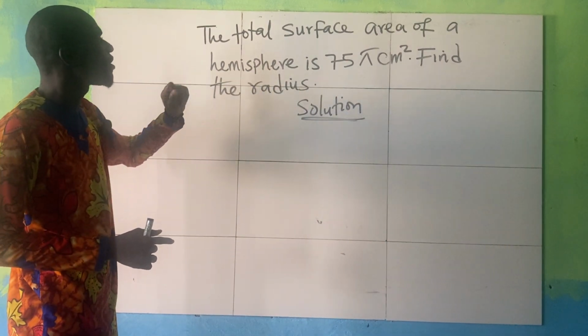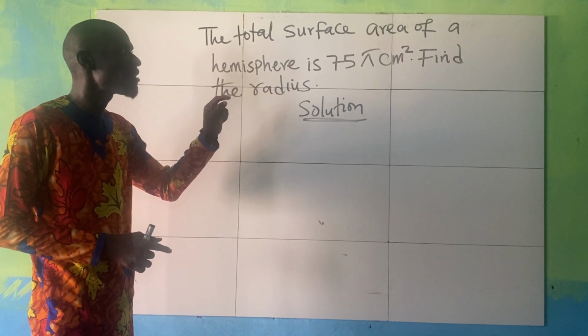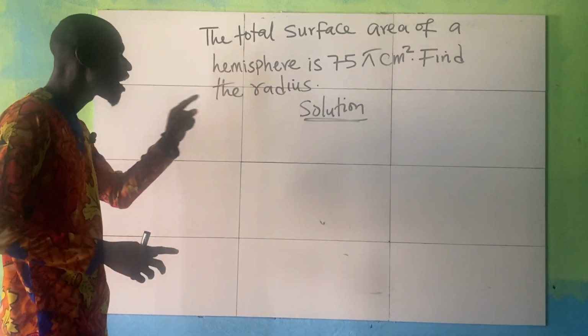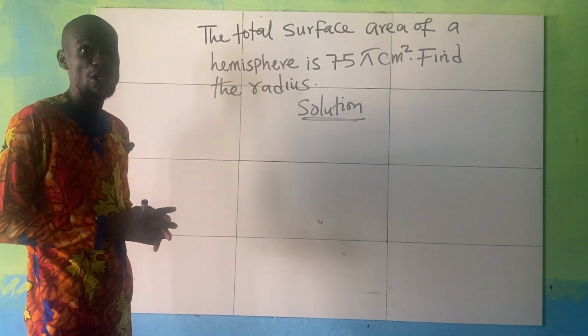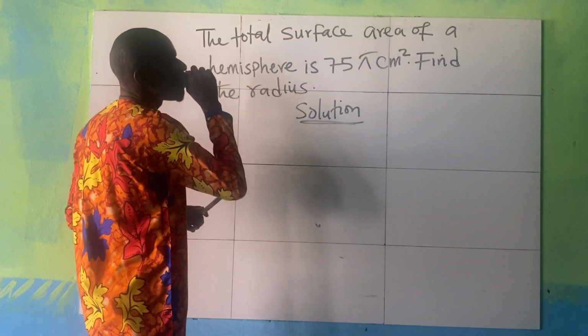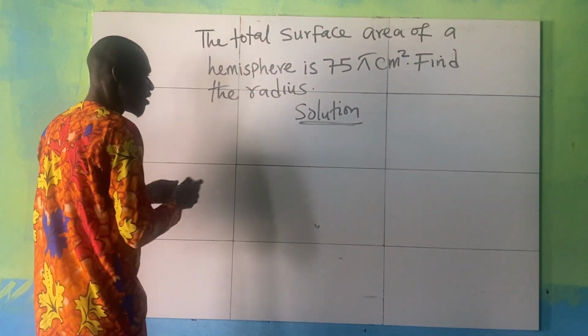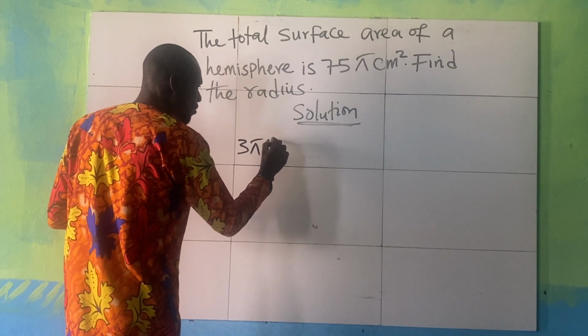Looking at the board, we have a problem. The total surface area of a hemisphere is 75 pi centimeter square. We are asked to find the radius. So let us peruse. Now, the formula for the surface area of a hemisphere is 3 pi r square.